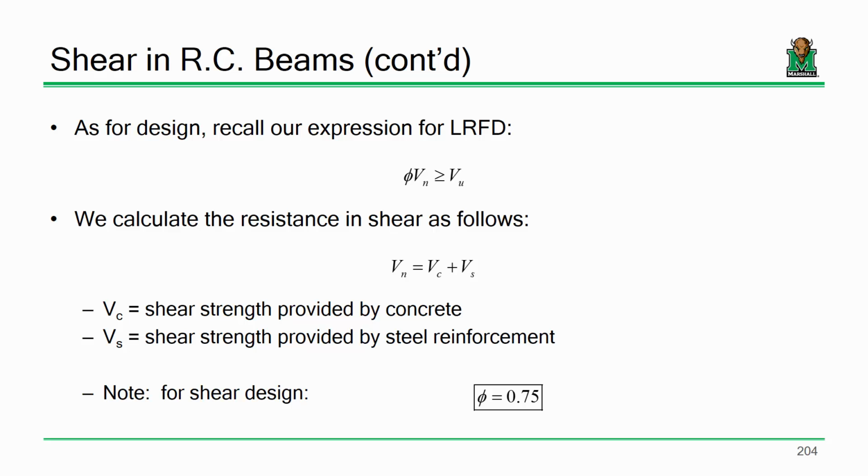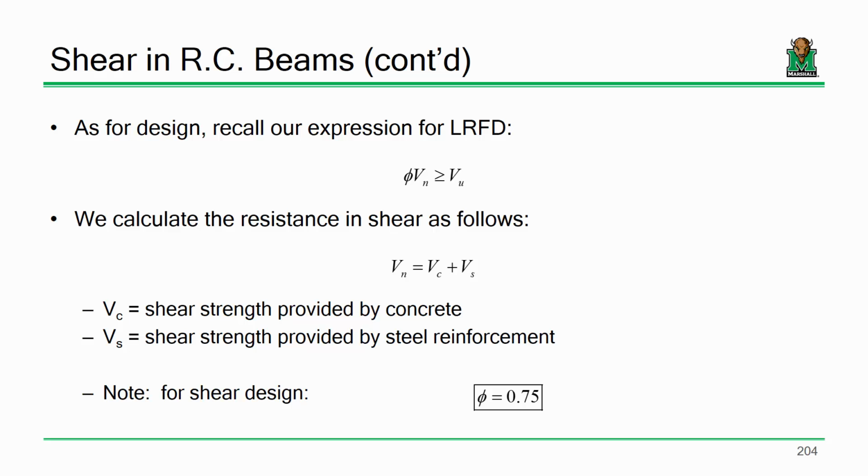When we compute our capacity, we go back to our fundamental LRFD ultimate strength design expression that the factored resistances must be greater than or equal to the factored loads. Now, our resistance is calculated as follows. We say that the nominal resistance equals the shear strength provided by the concrete plus the shear strength provided by the reinforcement. Seems to make sense, right? Everybody good? Okay.